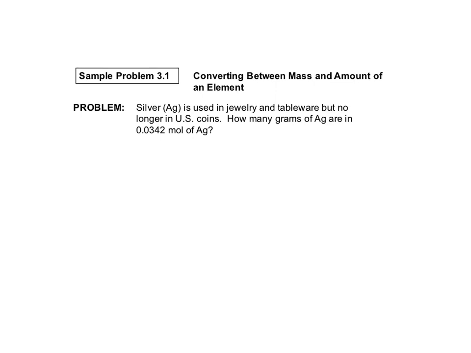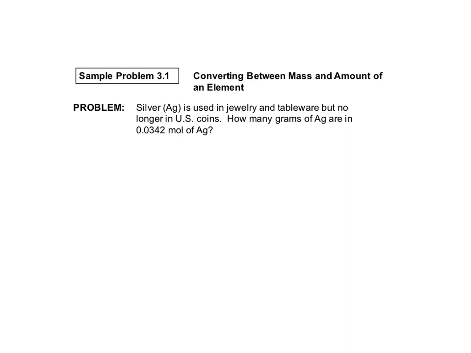Sample problem 3.1 kind of picks up where Chapter 2 left off with atomic mass. The problem says that silver is used in jewelry and tableware, but no longer in U.S. coins. How many grams of silver are in 0.0342 moles of silver? So this is a conversion problem, and we're going to be working a whole lot of conversion problems.